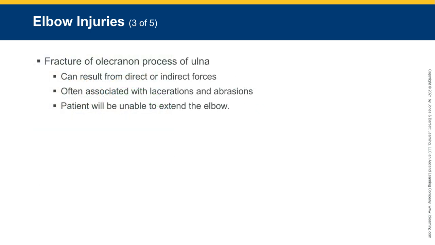A fracture of the olecranon process of the ulna can occur due to direct or indirect forces. These fractures are often associated with lacerations and abrasions over the injured site. Patients with an olecranon fracture may experience difficulty or inability to extend their elbow, making assessment and stabilization critical before transport.